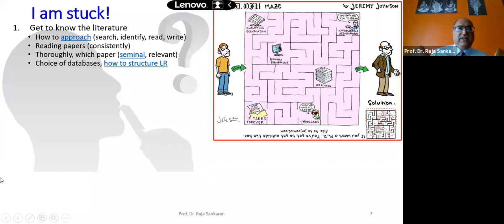The very first thing is to get to know the literature. It's easier said than done. For example, if you want to understand how do I search for the literature, how do I identify the different literatures which are relevant for my study and which are not relevant. There could be millions of literatures existing. I need to be in a position to identify which ones are relevant and which are not.